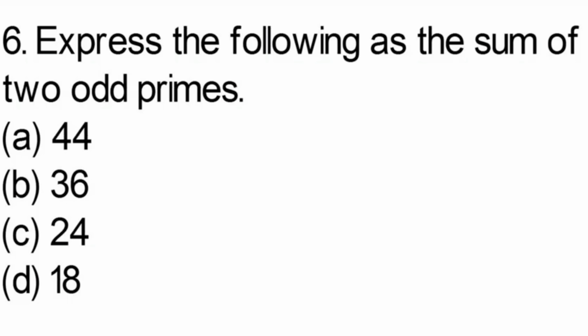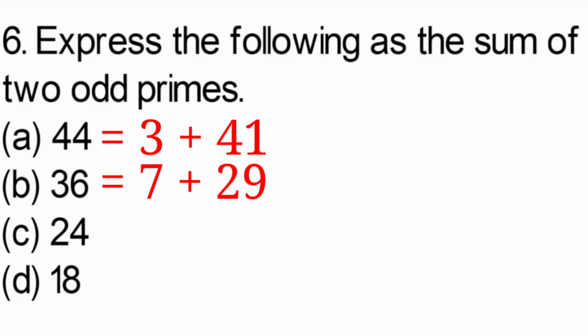Got it, students? So the very first part we have 44. So 44 split up into two odd numbers. And you see, two odd numbers when we add, the answer will always be even. So 44 is even. Okay, split up into odd numbers. Yes, 3 plus 41 is equal to 44. Now B part, 36, two odd numbers: 7 plus 29 is equal to 36.